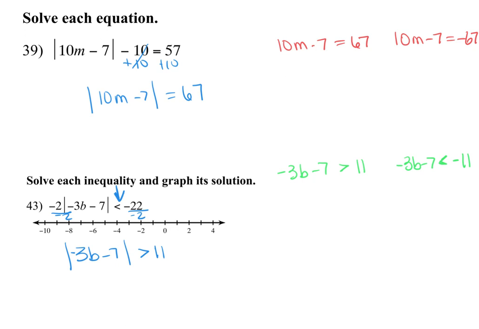And then solve your inequalities just like you solved the inequality before, okay? So get the absolute value by itself before you set up 2 equations, before you set up two inequalities. Get it by itself first.